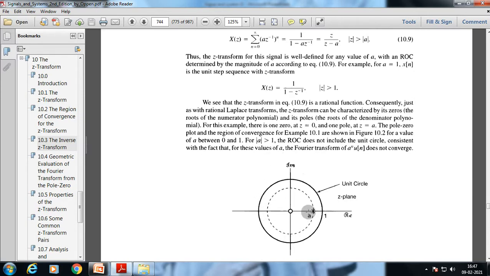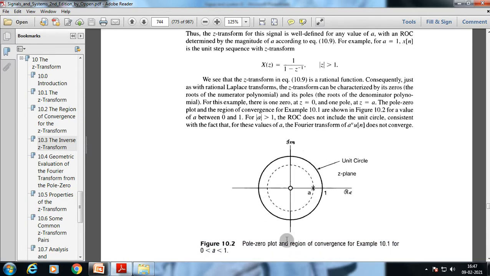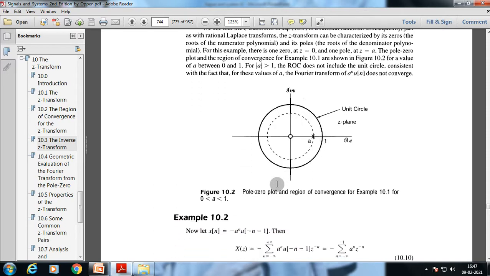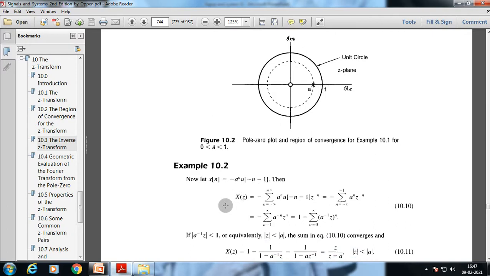Okay, so it looks like this in the figure. The pole-zero plot and region of convergence for a value of a between 0 and 1 look like this. This is the region of convergence for this specific function. Okay, so let's continue with another example.